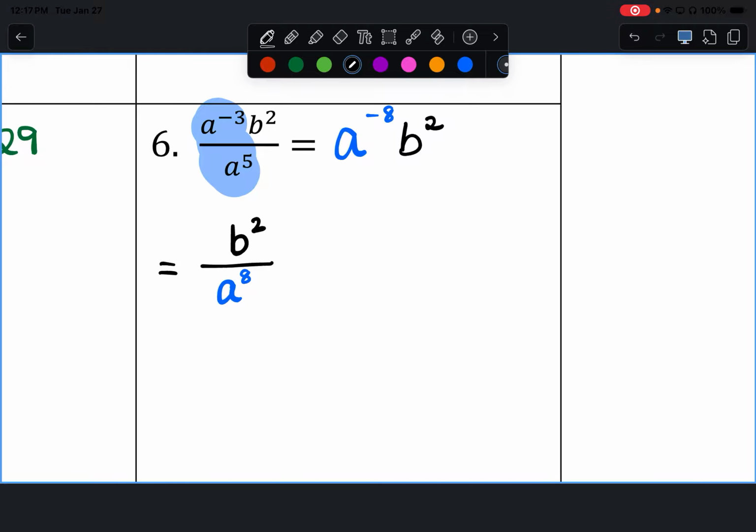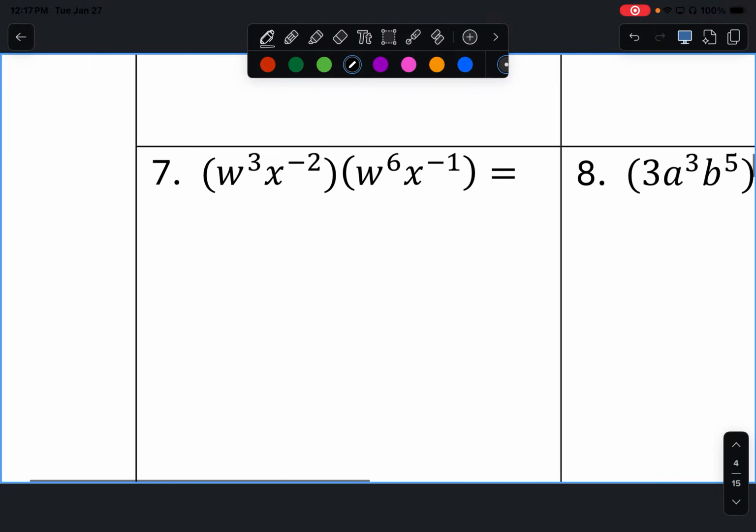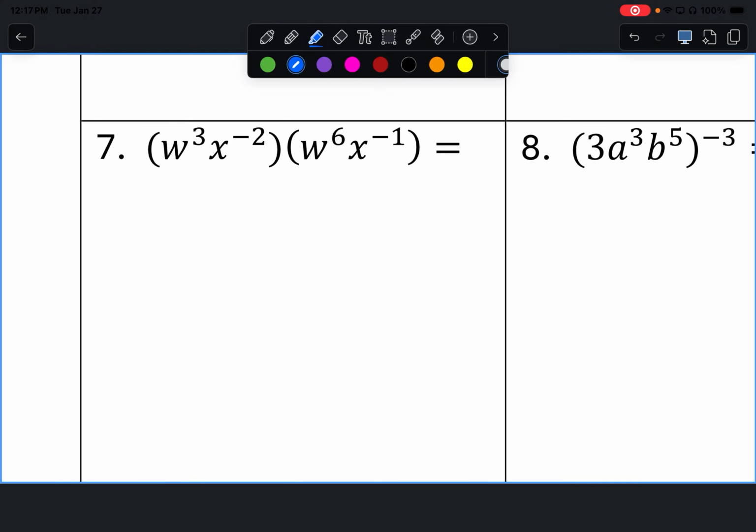For number 7, we're going to start with our w term. So we have w to the 3rd, and we're multiplying that by w to the 6th. So what is that going to give us? W to the what? 9th. Because we are multiplying two things with the same base, so we add the exponents. Now, we have x to the negative 2 and x to the negative 1. So if I add negative 2 plus negative 1, what is that? Okay. Now, we go to write our answer.